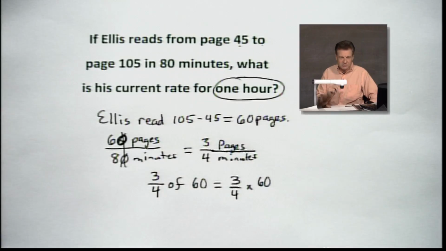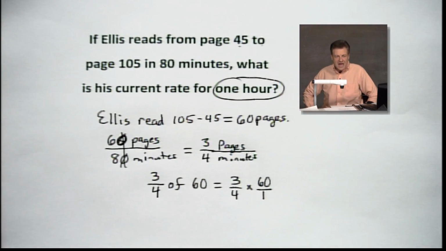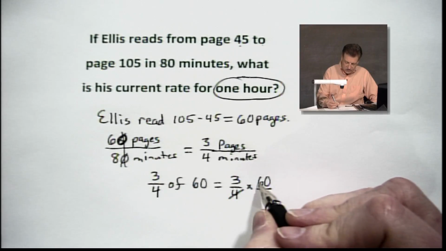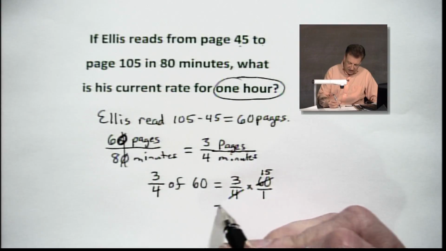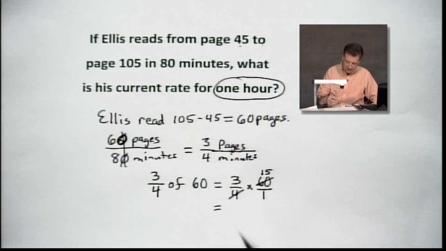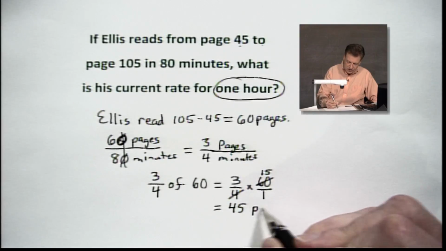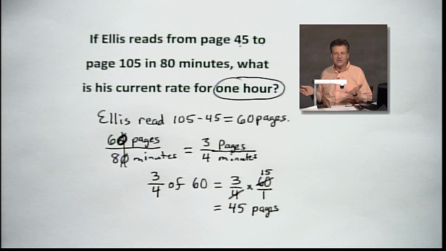And you know what happens when we have to multiply a fraction times a whole number? It makes it easy for us. Let's drop a 1 underneath that whole number. And looky, we've got something that'll divide evenly. It looks like 4 will go into 60 15 times. That will give me 45. Everybody got it? 45. So that's 45 pages. That's his rate per hour: 45 pages in 60 minutes, or 45 pages per hour.